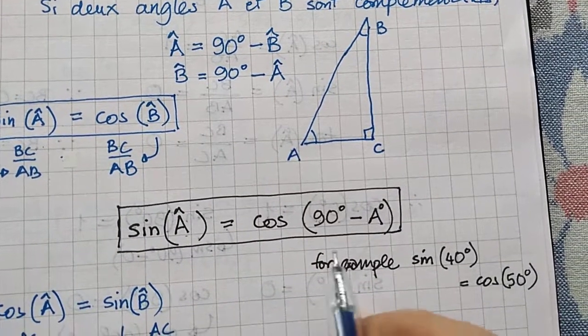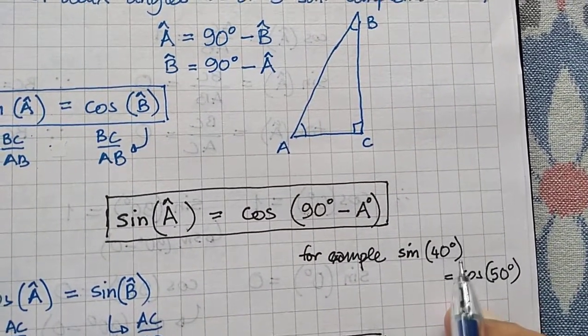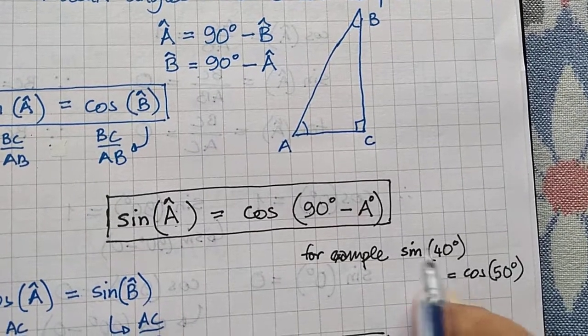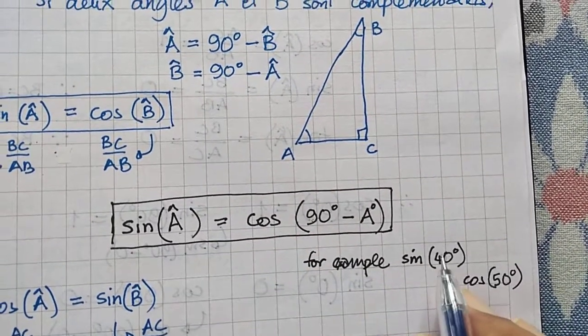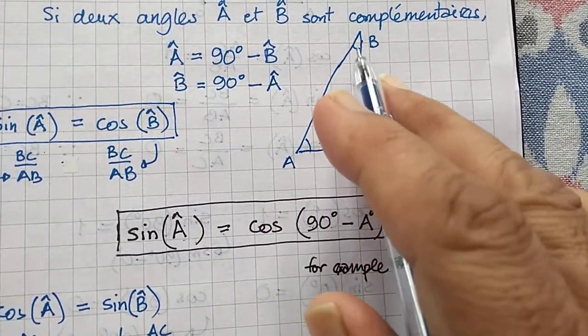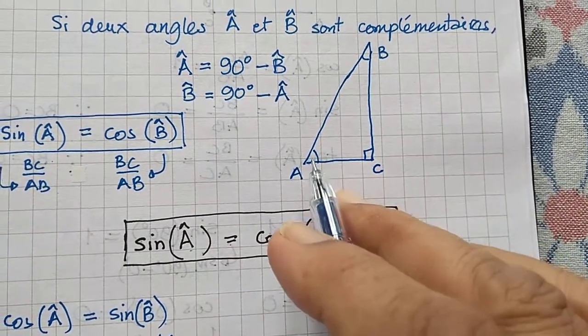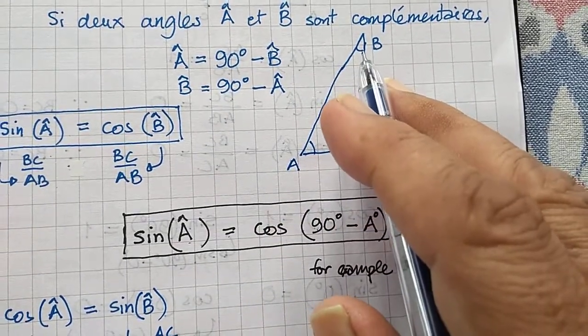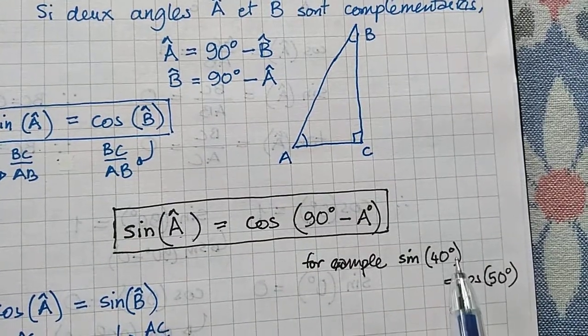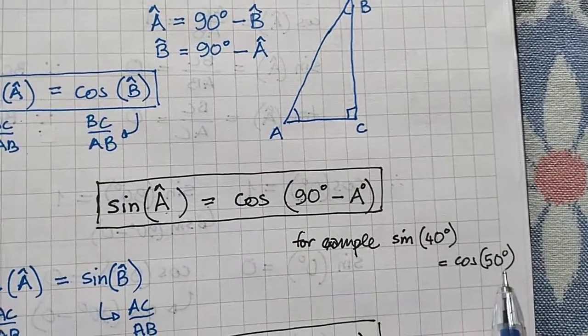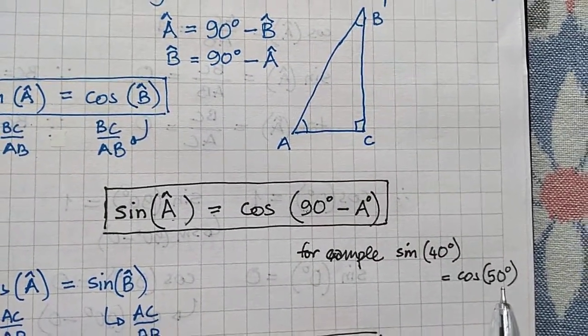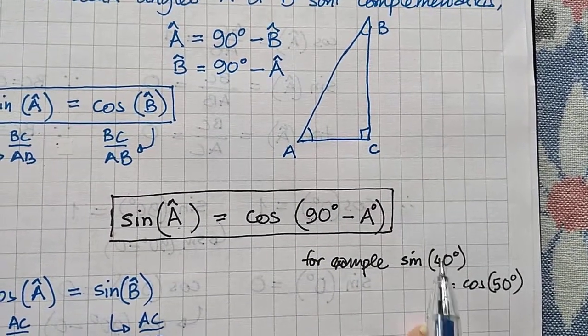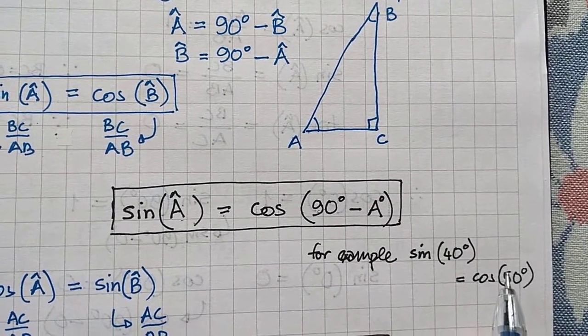So for example, you can do this on your calculator. Sine of 40 degrees: if I take A equal to 40 degrees, then B is equal to 90 minus 40, which comes to 50 degrees. So sine of 40 degrees is equal to cos of 50 degrees. I would like you to pause the video now and see whether this is true on your calculator. You will find that it is true.